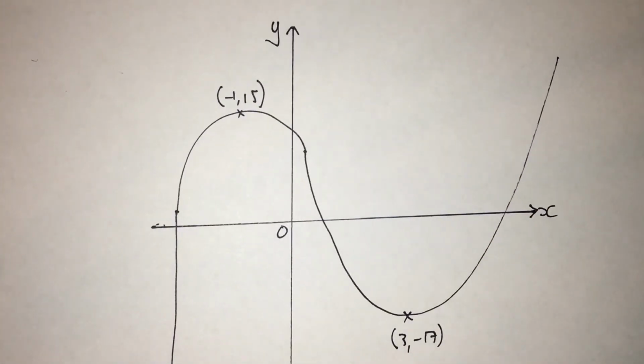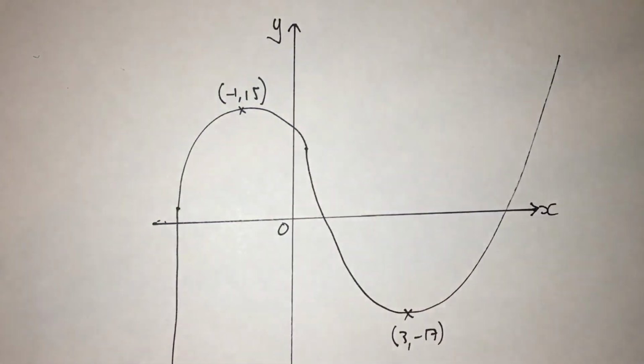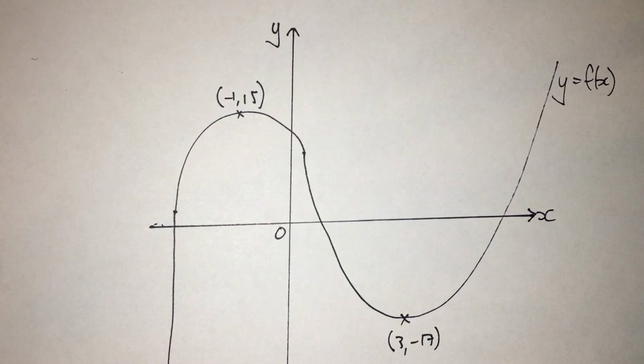And it's important to get the stationary points that we've determined on our graph. I'm also going to label this y equals f of x.